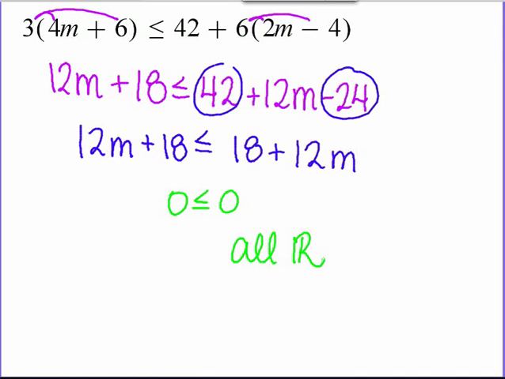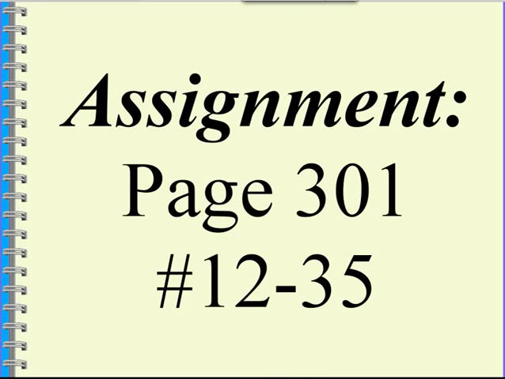Now they're going to throw those in to the mix. So your assignment then is on page 301. It's 12 through 35. It's essential you get this done and you do it correctly. Pretty important.